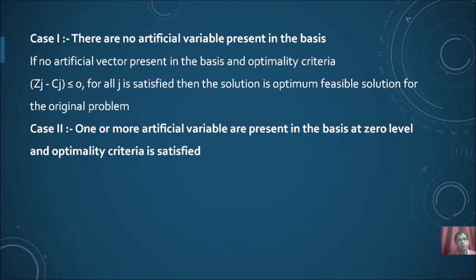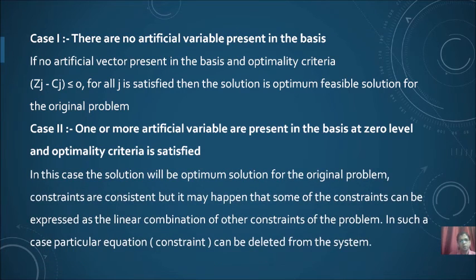Second, one or more artificial variables are present in the basis, but they are at the zero level, and optimality criteria is satisfied. In such a situation, we conclude that the given solution is an optimum solution, but one or two constraints are redundant. Redundant means they are not required as far as our problem is concerned, and that particular equation or constraint can be deleted from the system.